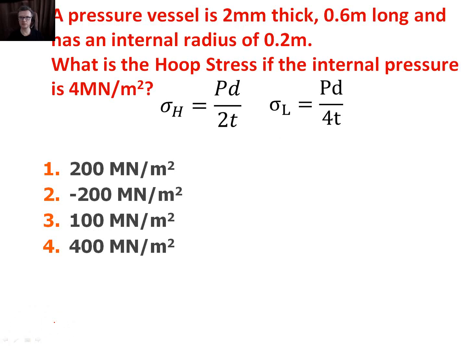Here's one for you. Internal radius is 0.2, thickness is 2, so we've got 4 to the power 6 times by diameter, so that's going to be 0.4. And we're being asked to find the hoop stress, so 2 times by 2 to the minus 3. Okay, so that's going to be 4.